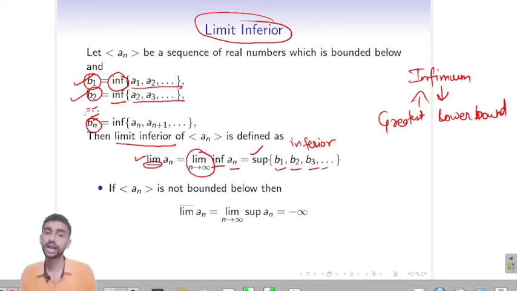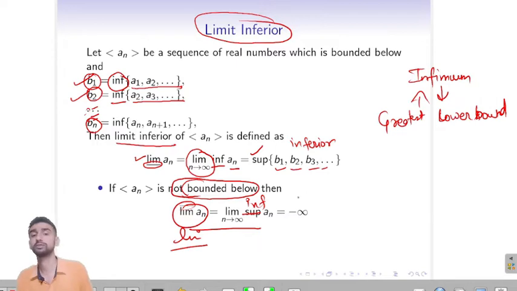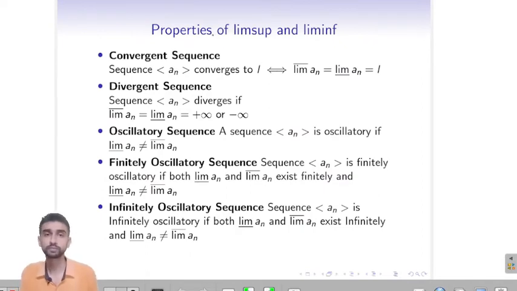Okay. Again, if the sequence is not bounded below, then its LimInf, it is not LimSup, it is LimInf, the limit inf of the sequence will be said to be negative infinity. Okay. Now some properties of LimSup and LimInf, limit superior and limit inferior.